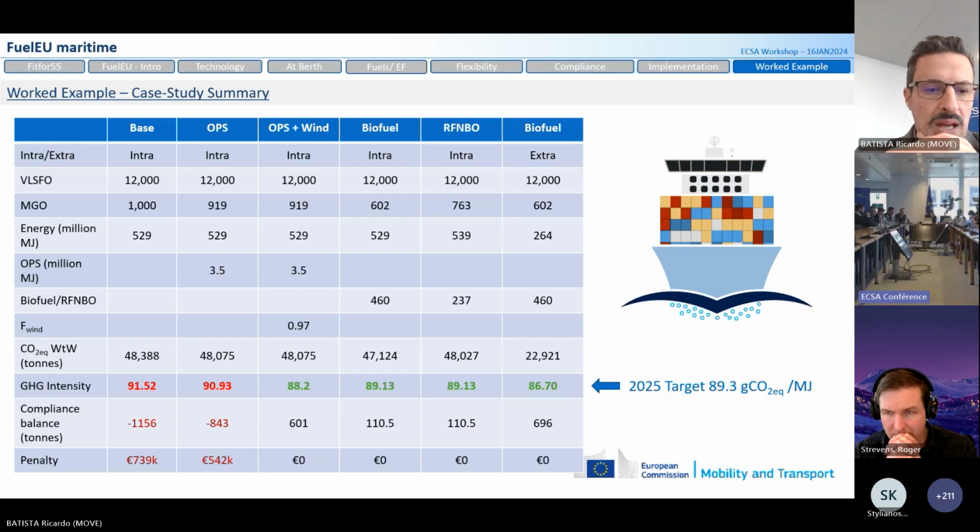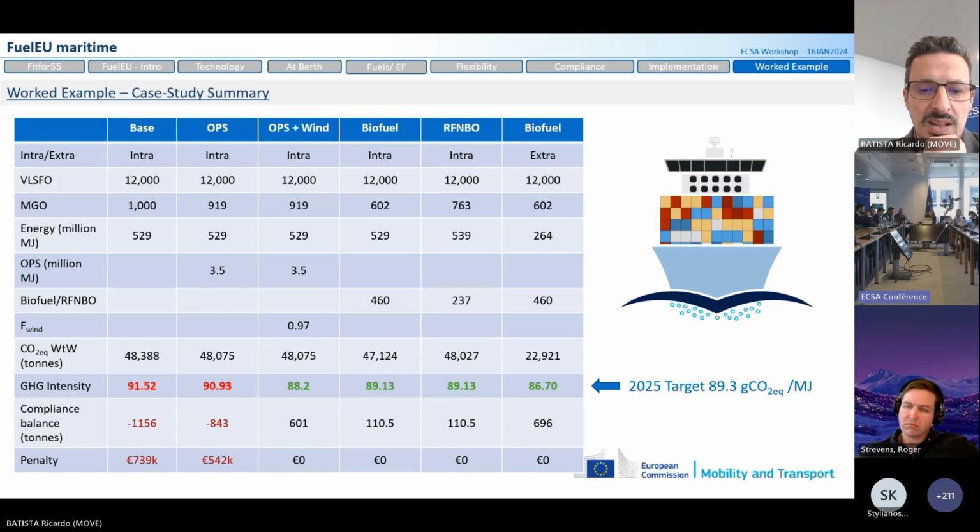In two cases, we used OPS. One of them, we introduced some factoring of wind-assisted propulsion. So we can see here, in relation to the 2025 target of 89.3, we managed to get very close only with OPS. Bear in mind, some cases may actually be compliant only with OPS. And then with the other technologies, we managed to come under the target of 89.3 just by mixing in the distillate, which can be compatible in terms of blending in fuel strategies for compliance with FuelEU.